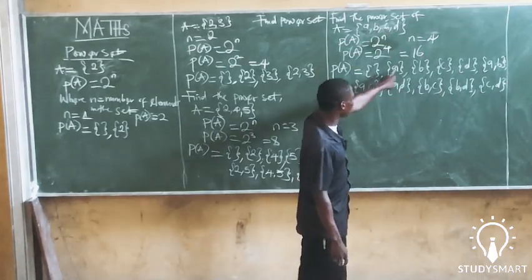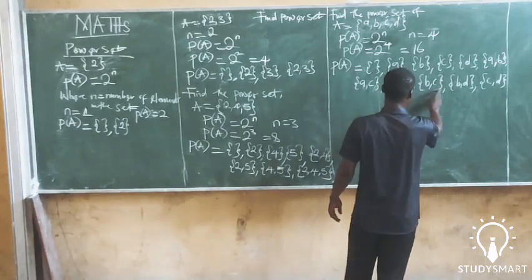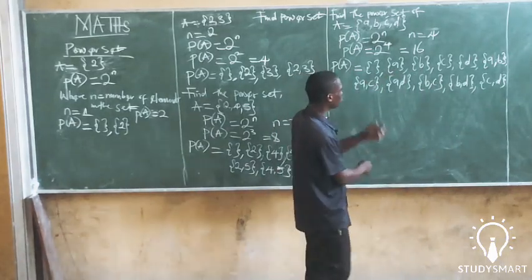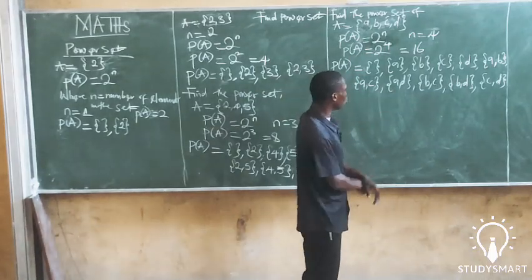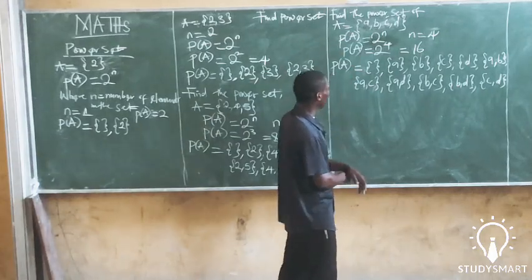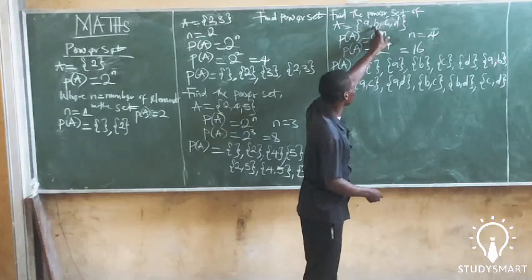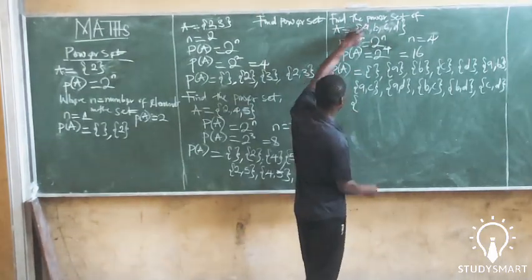So let's count 1, 2, 3, 4, 5, 6, 7, 8, 9, 10, 11. So we are still left with how many? We are still left with 5. So we've taken them in twos. We'll be taking them in threes now, taking three elements at a time.